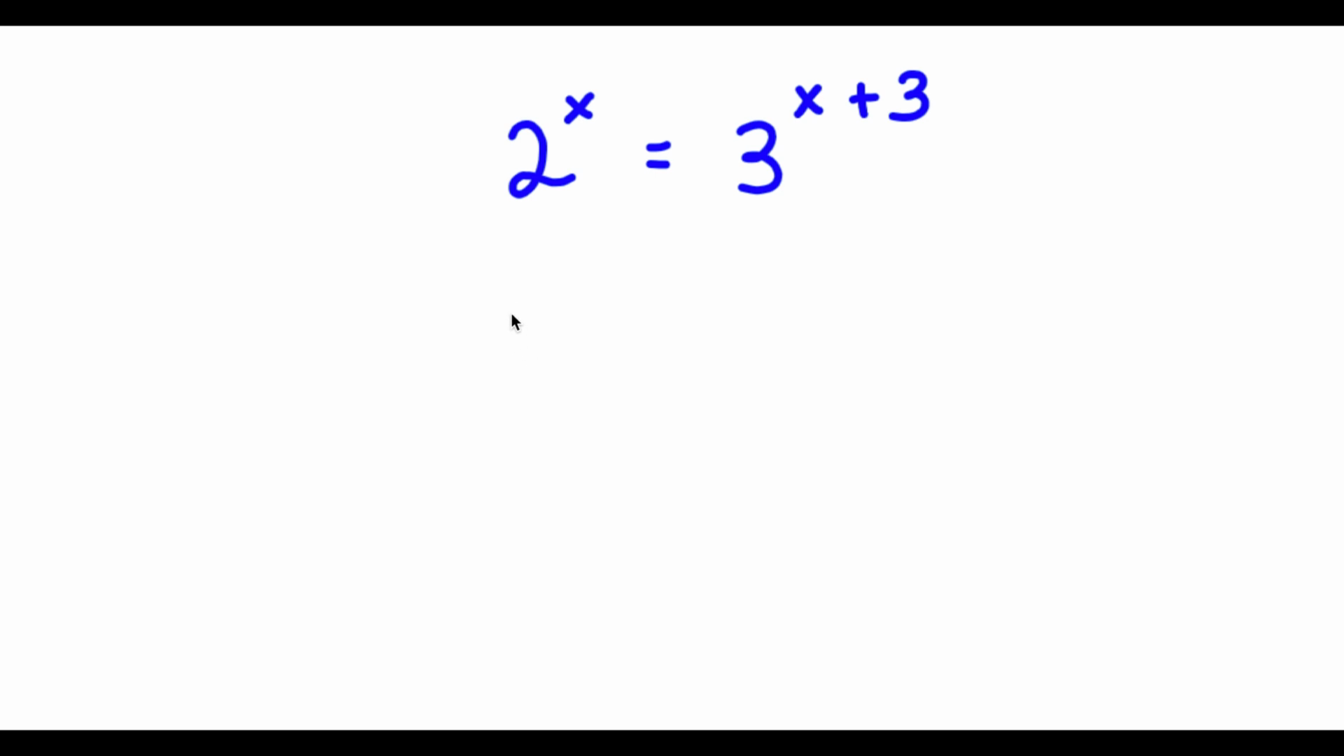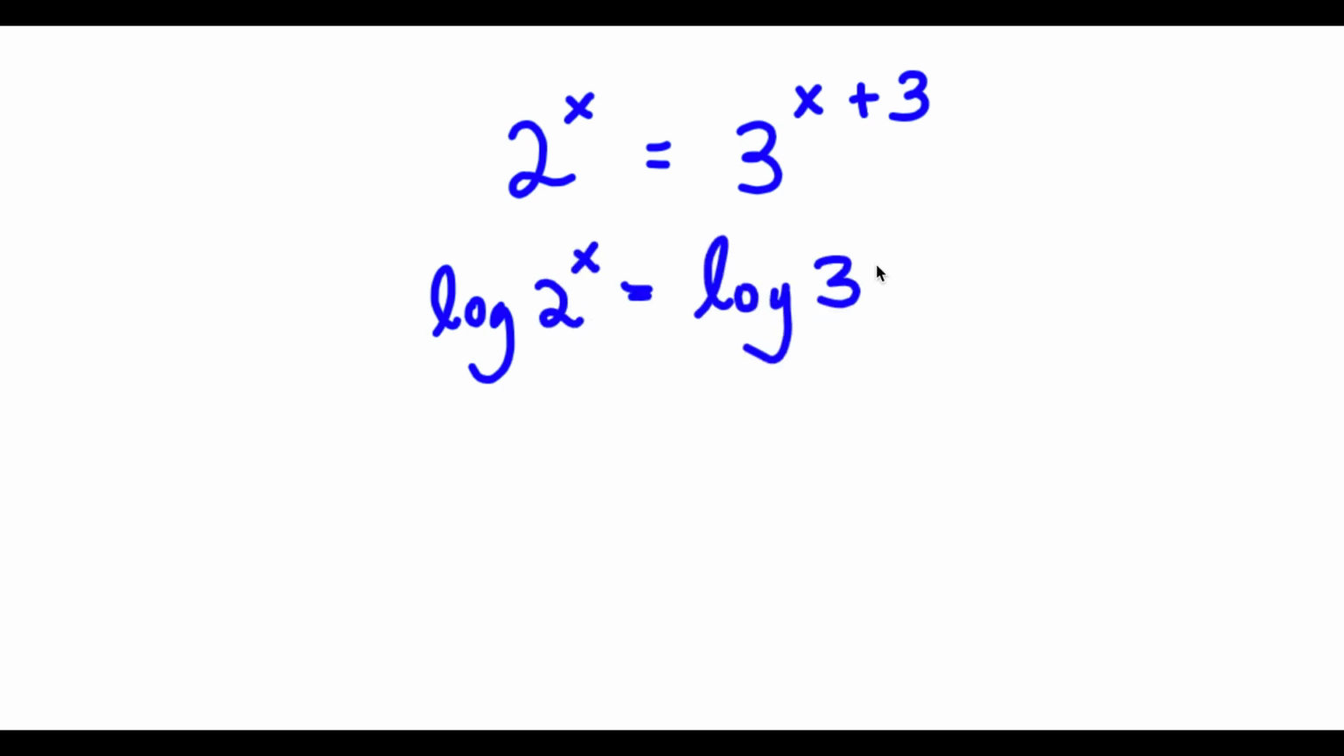Alright, so in this problem, I have 2 to the power of x is equal to 3 to the power of x plus 3. So to solve this, I'm going to first take log on both sides. So I have log of 2 to the power of x is equal to log of 3 to the power of x plus 3.